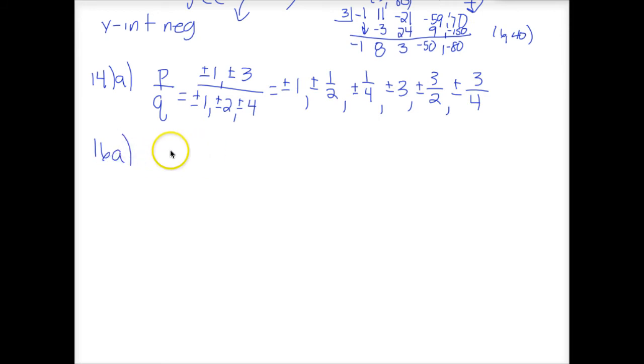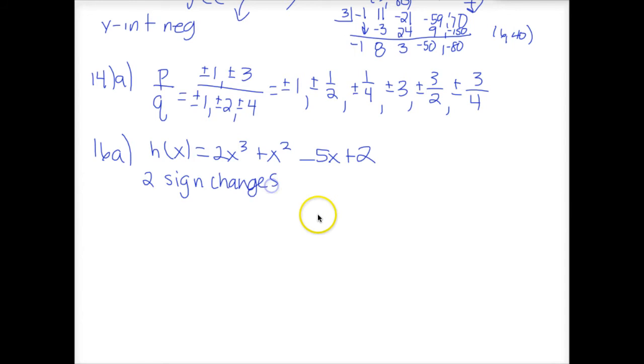16a was having you use Descartes. So your original function here looked like this. Remember, to tell the number of positive real roots, you look at the sign changes of this original. So this is positive, so when I move here, it's not a sign change, but when I move here, it is. So there's 1 sign change. When I move here, that's 2. There's 2 sign changes in my original, which means that there are 2 or 0 positive real roots.